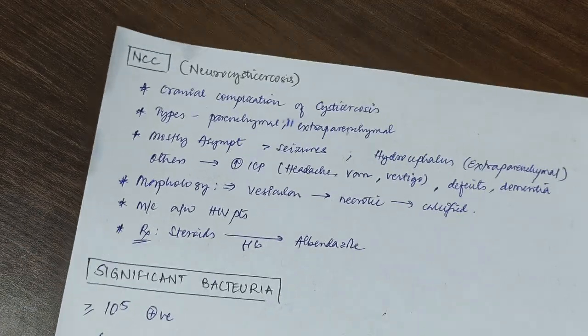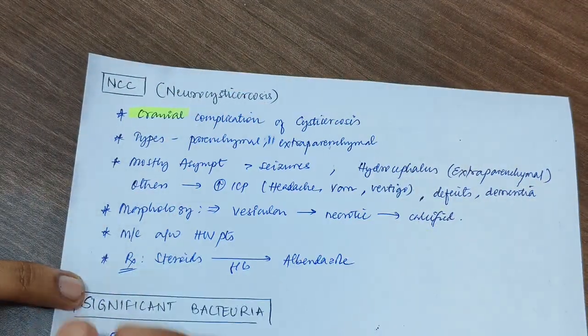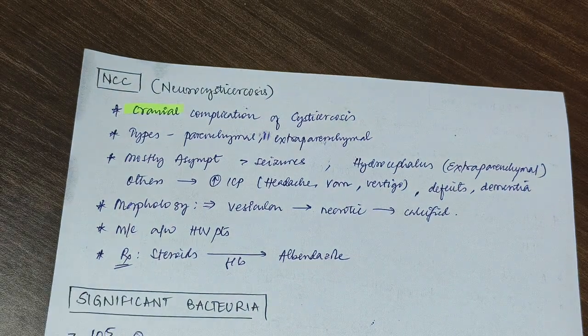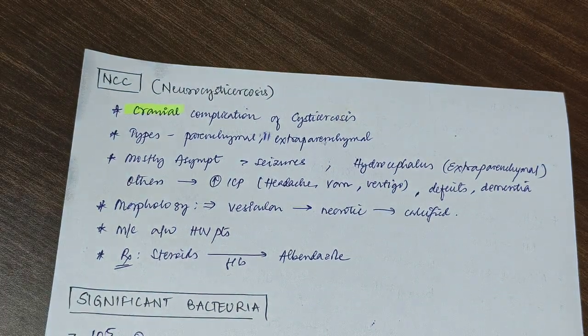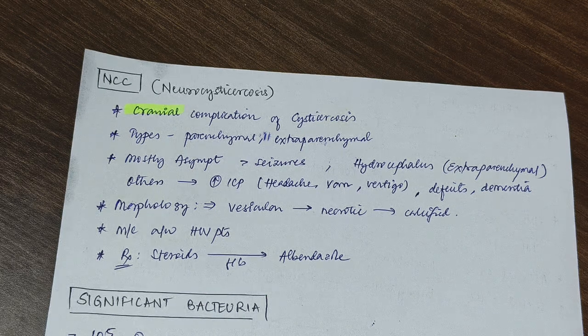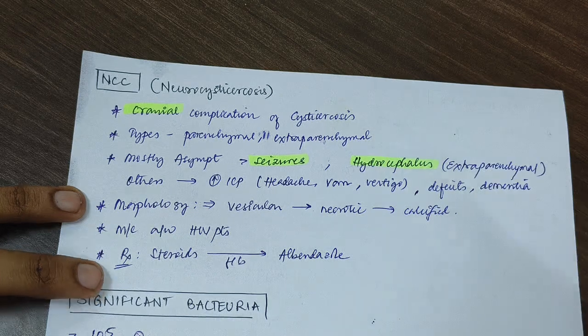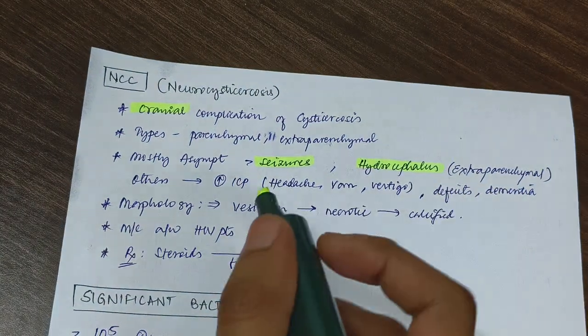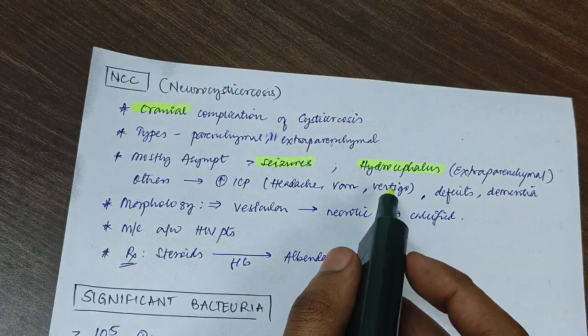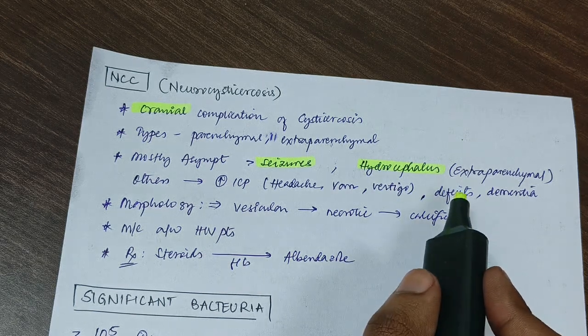Neurocysticercosis. It is a cranial complication of cysticercosis caused by whom? You are going to comment again in the section. It is Taenia. Which species you are going to comment down. Then types. Types is basically parenchymal and extraparenchymal. Mostly asymptomatic, but seizures are seen in case of 70% individuals. So seizures are seen. Then hydrocephalus in case of extraparenchymal. Others are increase in the ICP, that is headache, vomiting, vertigo, deficits and dementia.